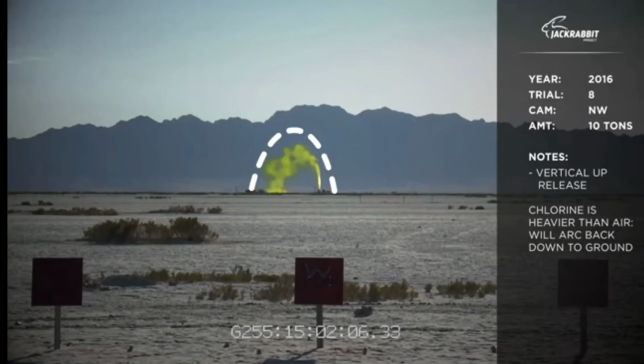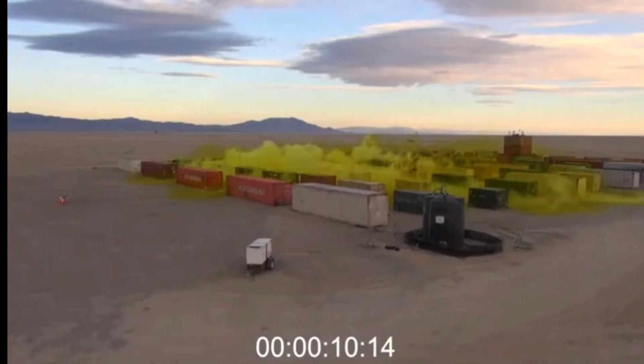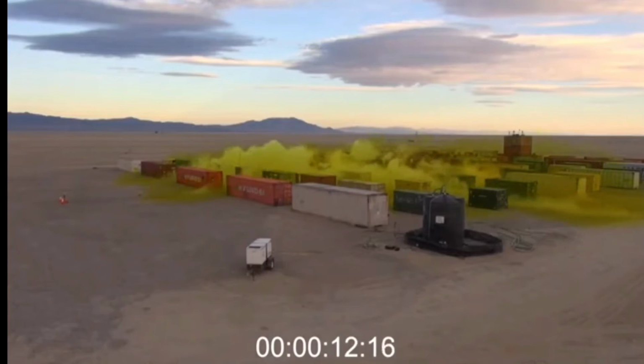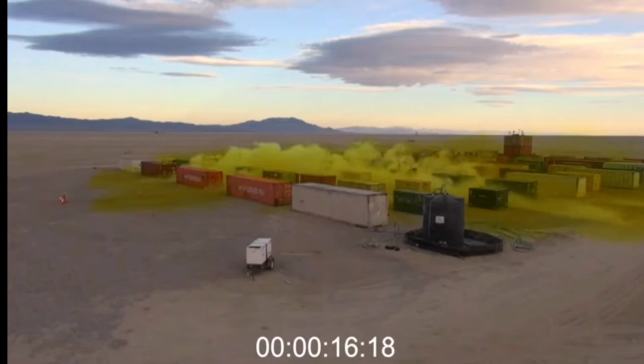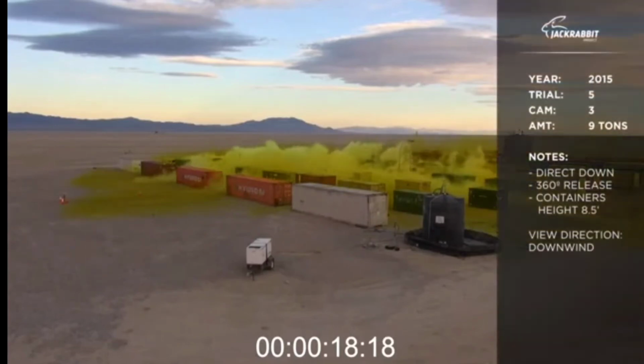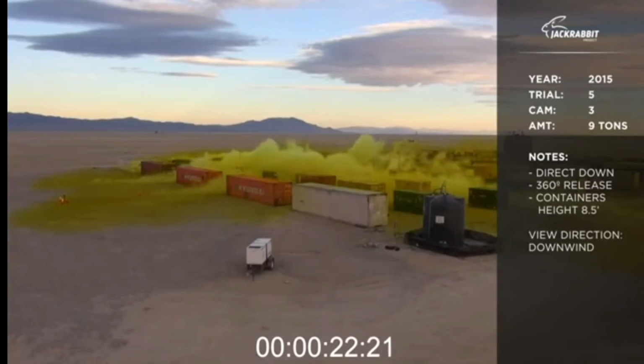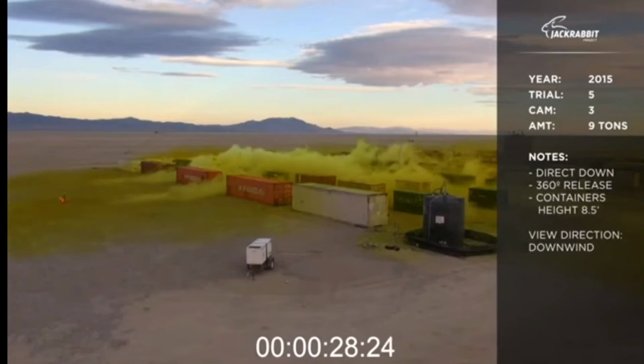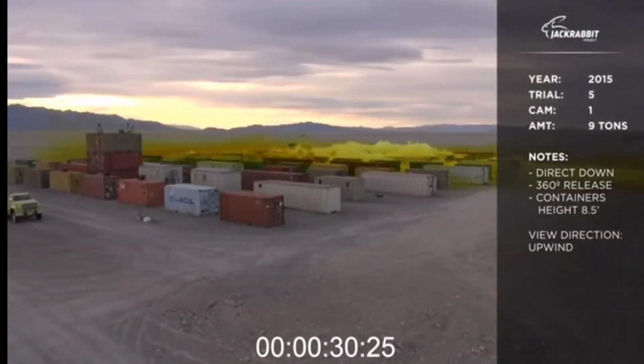Chlorine is heavier than air, and after the initial release has subsided, will settle and move close to the ground. This trial also shows how obstacles, such as buildings, structures, and vehicles, influence the dispersion cloud's size and movement. In this trial, you can see how the chlorine cloud's movement is channeled between obstacles. In this example, shipping containers are used to represent buildings and structures.